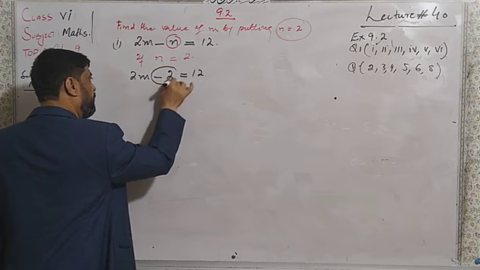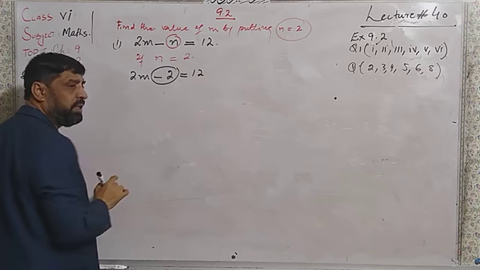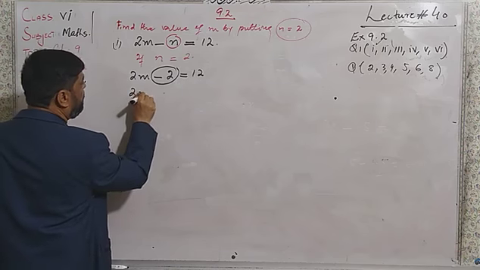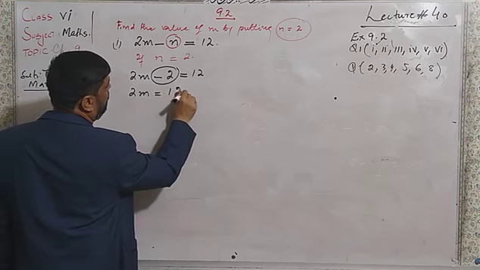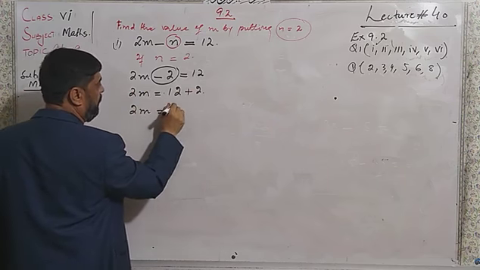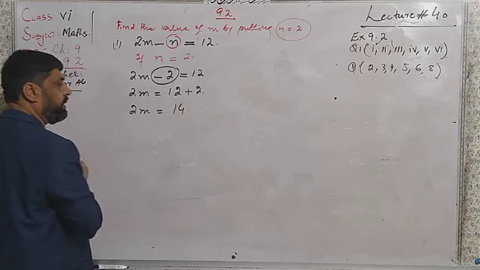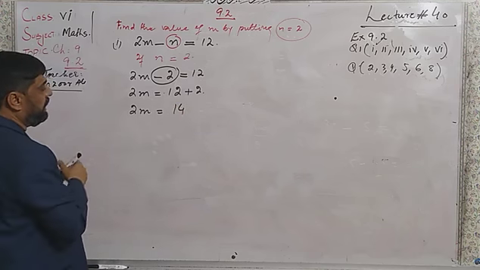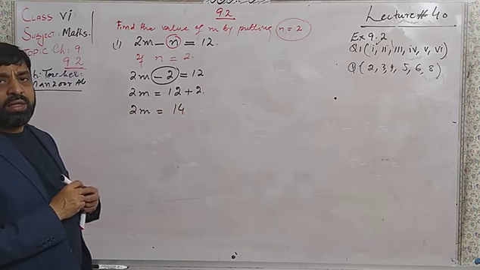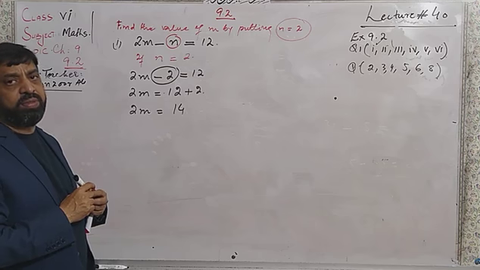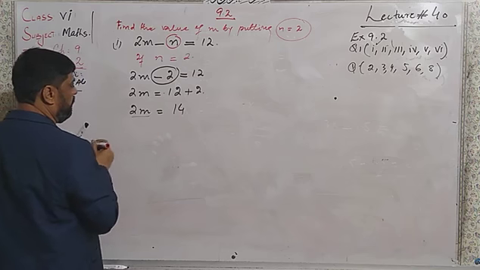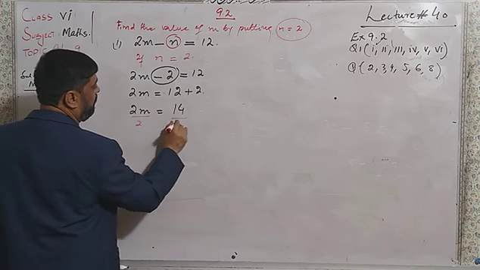Now shift the minus 2 to the other side of the equality sign. From minus it will be changed into plus. Now here 2m is equal to 14. I want to remove this 2 which is multiplying the m. If I shift it, it will be divided. So I will divide by 2 on both sides.